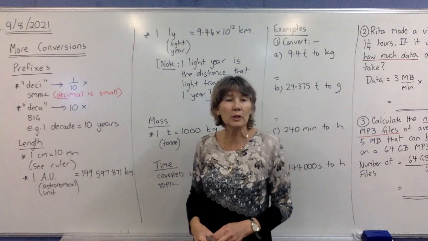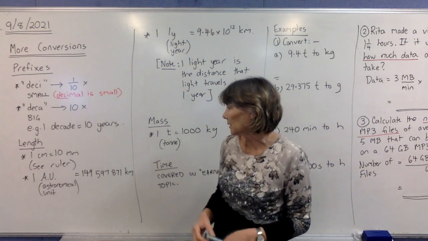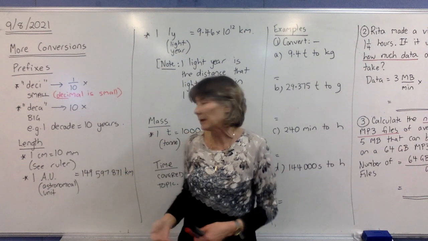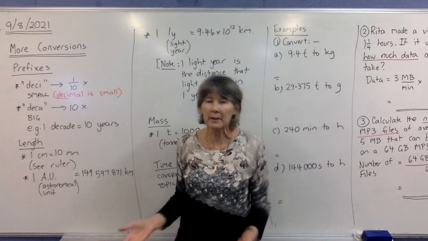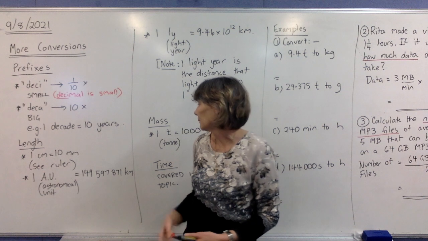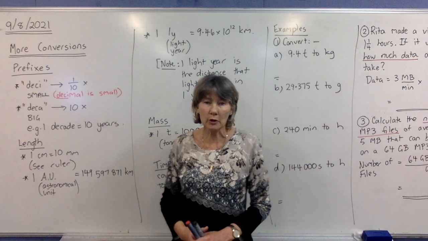Alright, now with length, we're just going over a few extra bits and pieces on top of what we did last lesson. So this one you should already know. On your ruler, 1 centimetre equals 10 millimetres. So if you're converting from centimetres to millimetres or millimetres to centimetres, you will be using a 10 to do your converting.